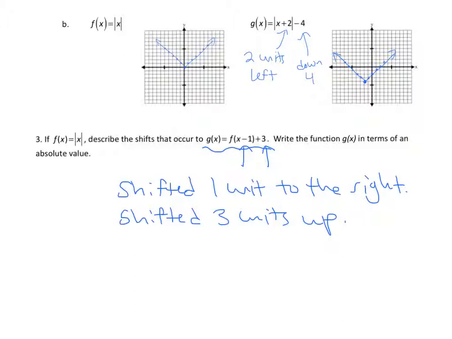Also, to write this function, if f of x is an absolute value of x, and that's what we're transforming, to write g of x in terms of an absolute value, we would write g of x equals the absolute value of x minus 1 plus 3.